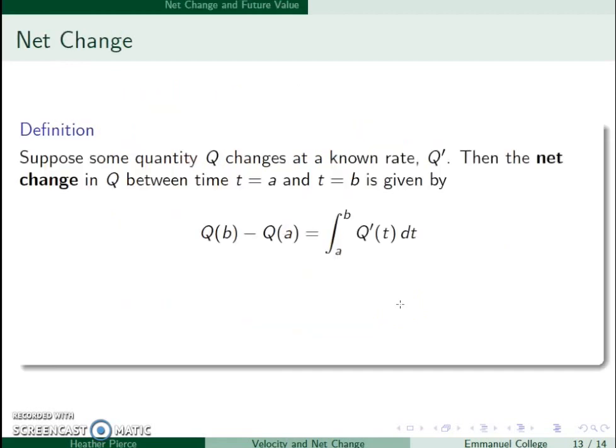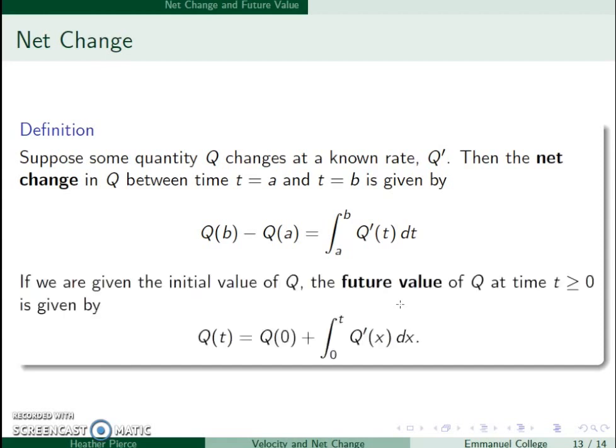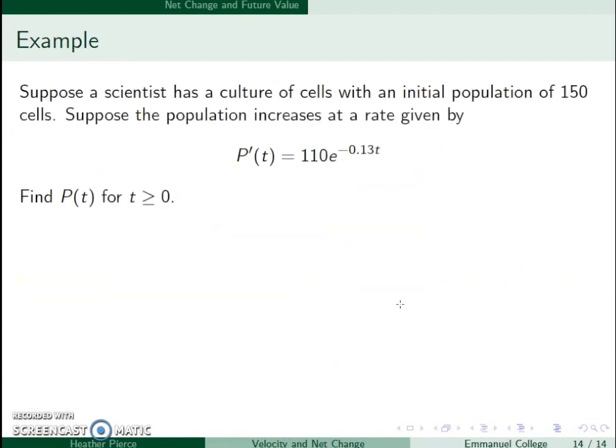And this works beyond just position and acceleration and velocity. If we know some quantity changes at a known rate, q prime, the net change is given by Q(b) minus Q(a) equal to the integral from a to b of q prime of t dt. And if we know the initial value, we can find the future value the same way we found the future value of position and velocity. Q of t is equal to q of 0 plus the integral from 0 to t of q prime of x dx.